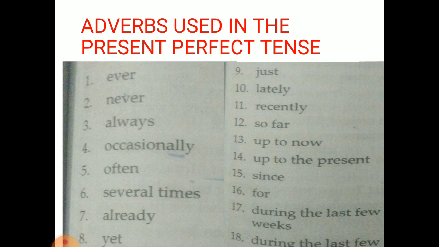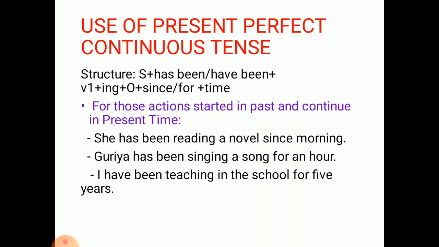Okay, so next one, use of present perfect continuous tense. Everybody knows the structure, so there is no need to tell. And present perfect continuous tense is used for those actions started in the past and continuing in the present time. For example, she has been reading a novel since morning.